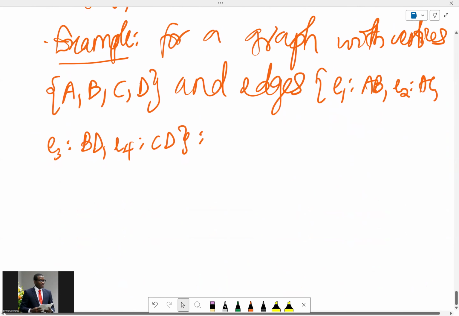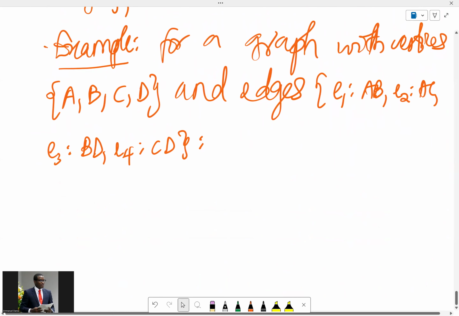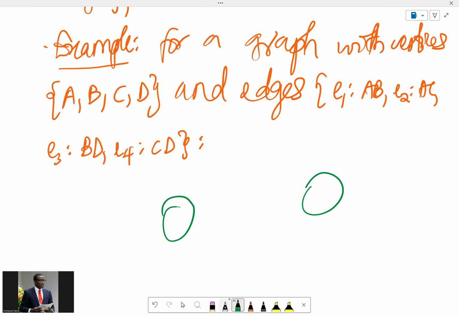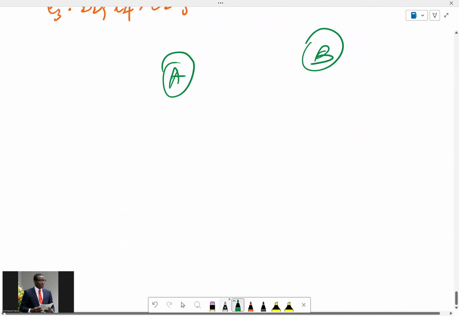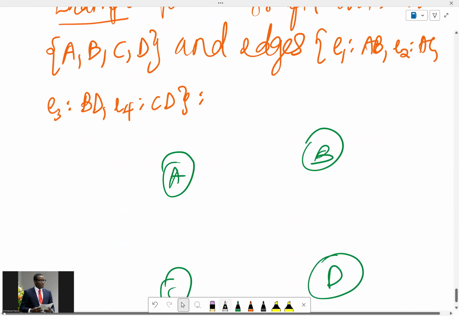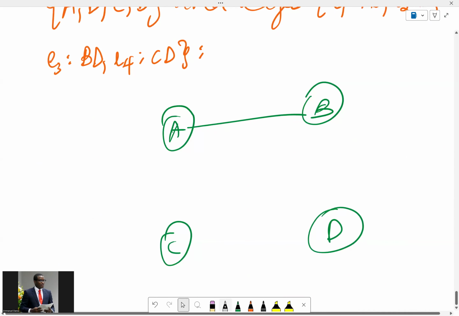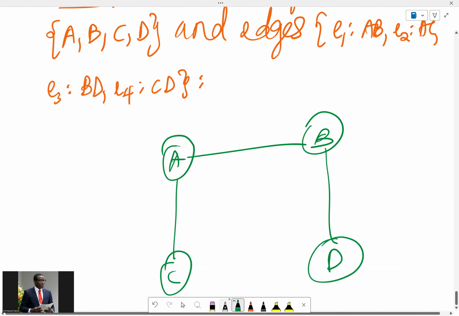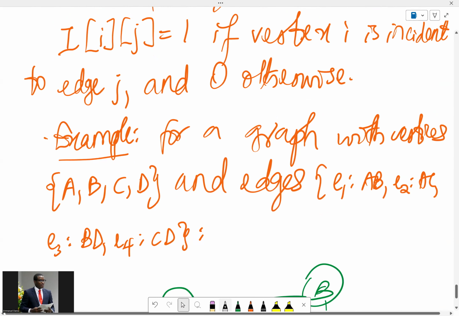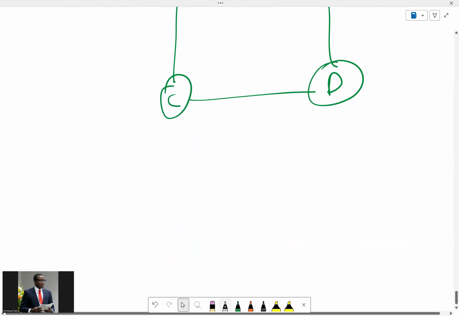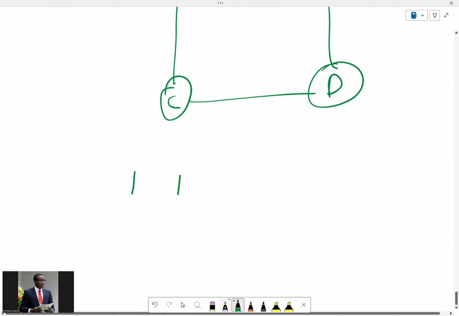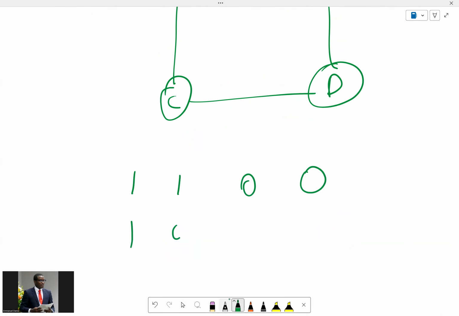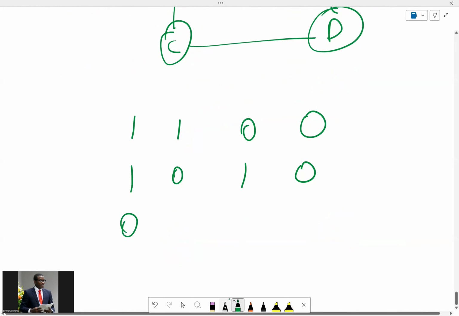Now look at this. This is what this is basically about. We have vertices A, B, C, D, and we have edge AB, edge AC, edge BD, and edge CD, just like what we had before. But here we're talking about incidence. So this is like 1, 1, 0, 0, then 1, 0, 1, 0, and then this is 0, 1, 0, 1, and this is 0, 0, 1, 1.